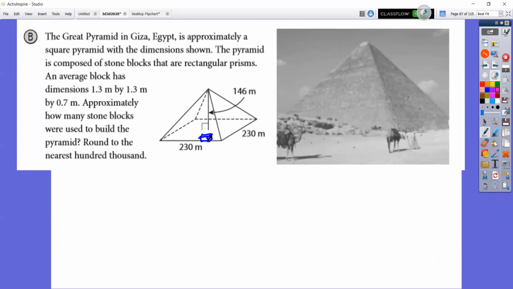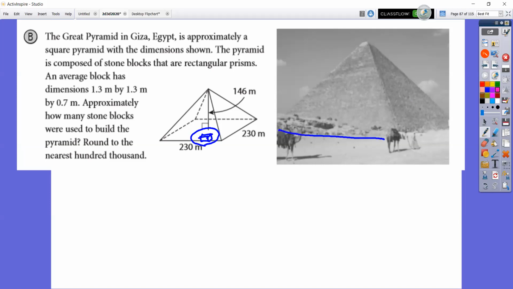Okay, so the concept here is let's find out what the volume of the pyramid is. Let's find out what the volume of one block is. And if we divide the pyramid's volume by the block's volume, we'll be able to estimate how many blocks are needed to make this pyramid. So let's start off with the volume of the pyramid.